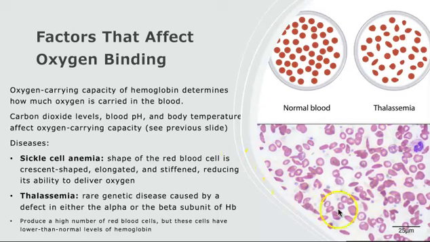First, we have sickle cell anemia, which can change the shape of our red blood cell. Again, we haven't really talked about the red blood cell in detail because we haven't gotten into the circulatory system, but our red blood cell has a biconcave disc-like shape, and what it does is has a genetic change to these cells where the hemoglobin is affected, causing this sickle or crescent shape to the red blood cell. It becomes elongated and stiffened, and that reduces its ability to deliver oxygen.